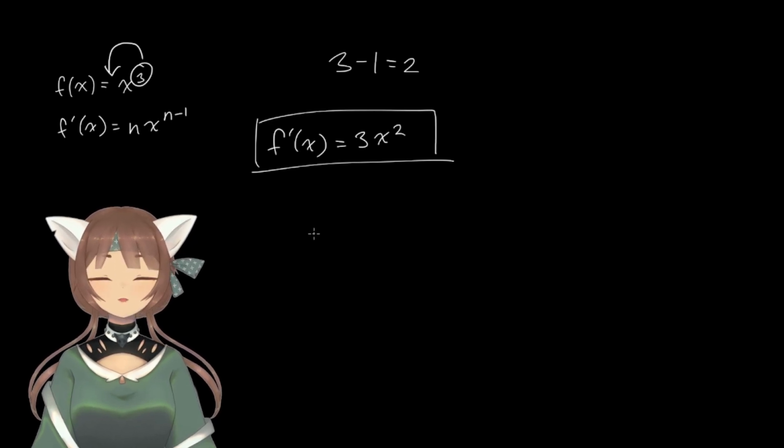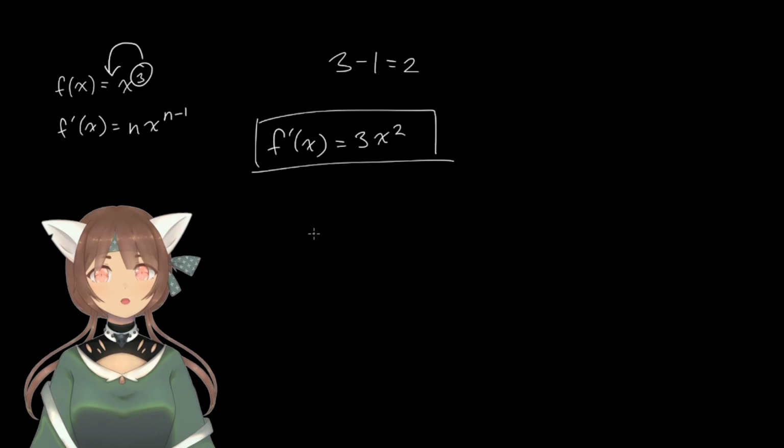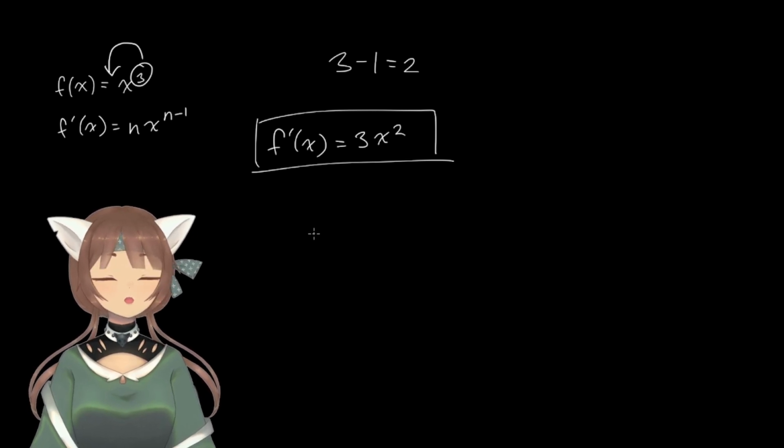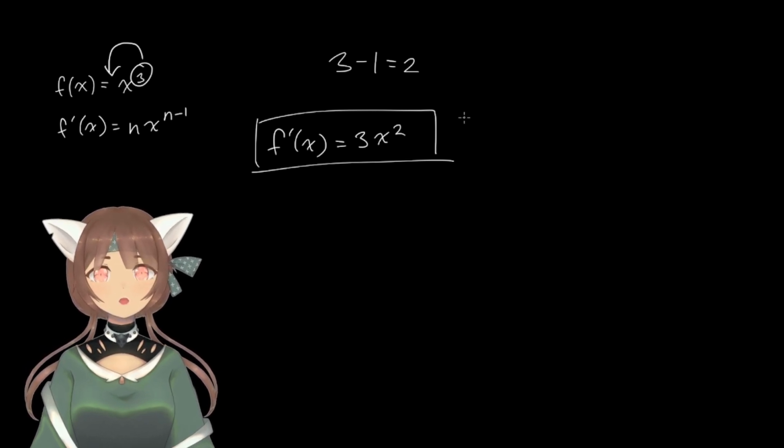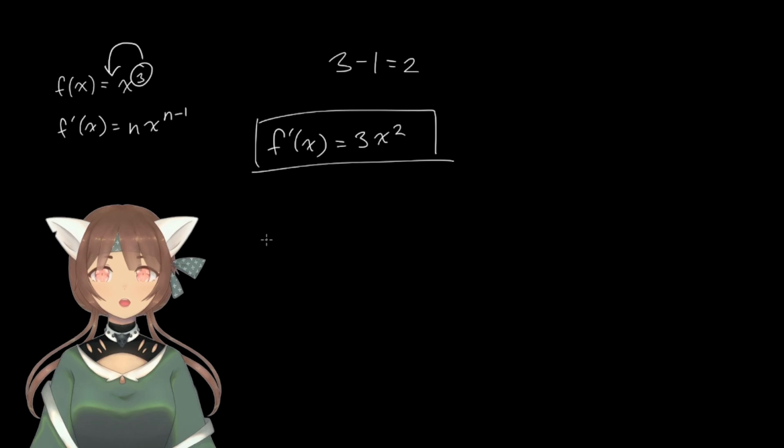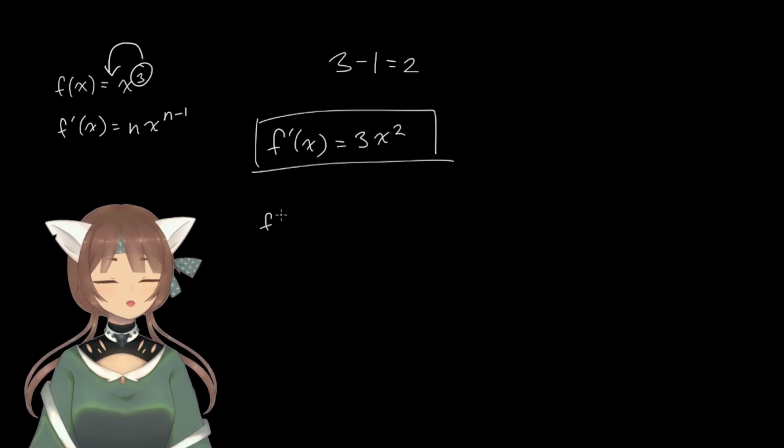That's pretty easy, right? And it's the exact same thing for negative exponents as well. So say we have negative 4. Negative 4 is our n. You're going to drop that in front, and you're going to subtract 1 from negative 4. Easy, right? Okay. So say we wanted to take the second derivative of our initial f of x function.